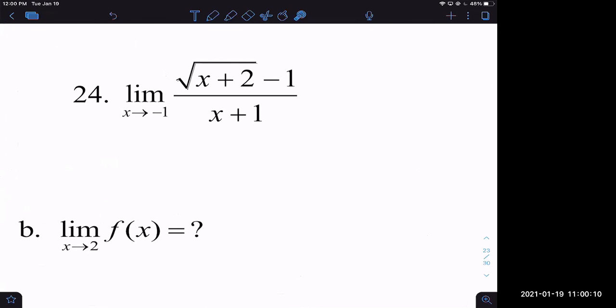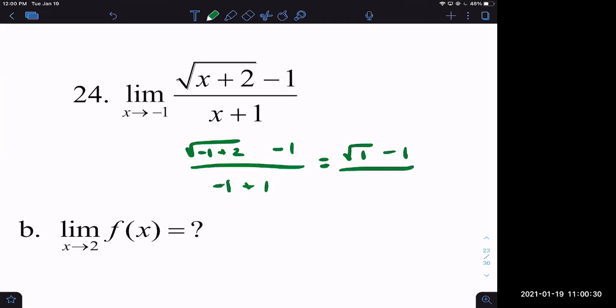Anytime we do a limit, what's your first thing you try? What do we do with that -1? Just plug it in, right? So let's just plug it in and see what happens. If we plug in -1, we have the square root of -1 plus 2 minus 1 over -1 plus 1. Well, that would give us the square root of 1 minus 1 over 0, or 0 over 0.